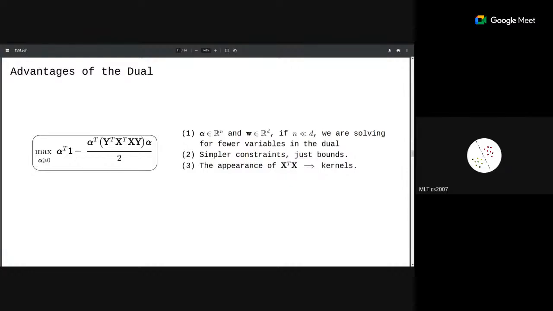Because this dual has some advantages. In the case where n is very small compared to d, your optimization problem is simpler, because you are solving for a lesser number of variables. And the other thing is that unlike the primal problem where you had n difficult constraints, here your constraints are simple. All that we need is alpha should be greater than or equal to 0. So these are just bounds and not some complex looking constraints. The final advantage is that you have kernels. X transpose X, you can always replace that with K, the kernel matrix, and that will help you kernelize the whole thing.